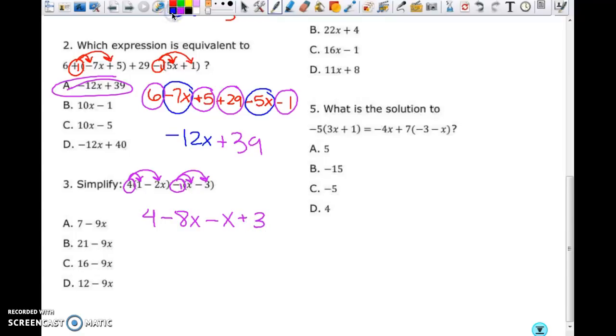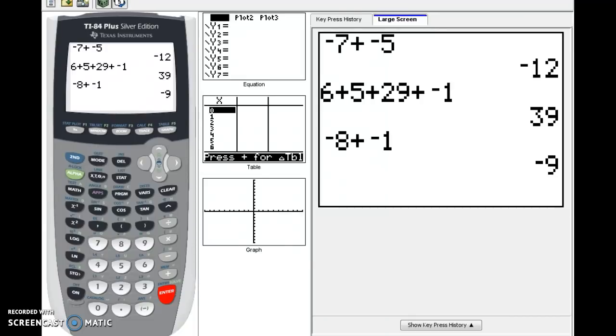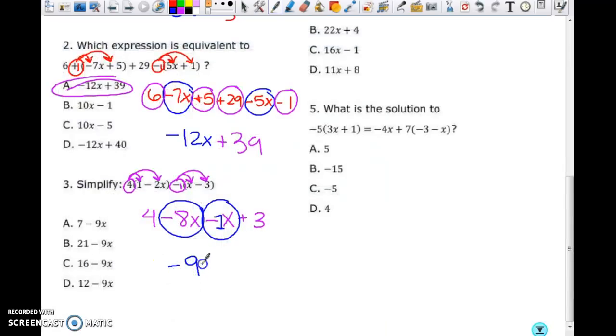And last but not least, I can go on ahead and combine. I have negative 8x here and a negative 1x. Remember, there's that 1 there. Negative 8 plus a negative 1 gives me negative 9x. And I have 4 here and 3 here. If I add that together, that gives me 7. So if you look at your answer choices, they just wrote it in reverse, right? We have a positive 7 and a minus 9x. So my answer choice is A.